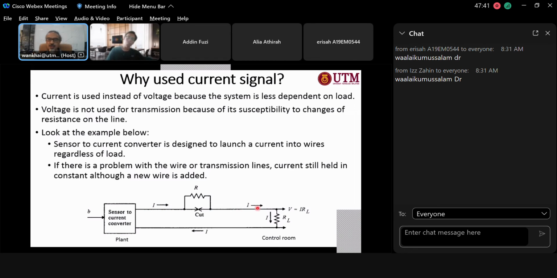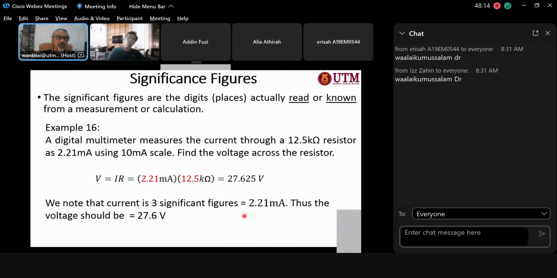So in the control room, you can have a standard load in a controlled environment where the load does not change. Then we can get the voltage using the current multiplied by the load. And the load here does not change, if it's in the control room. But here it can change. But the current here does not change. So we have what we call data fidelity.